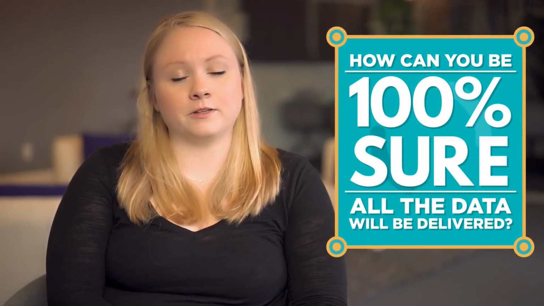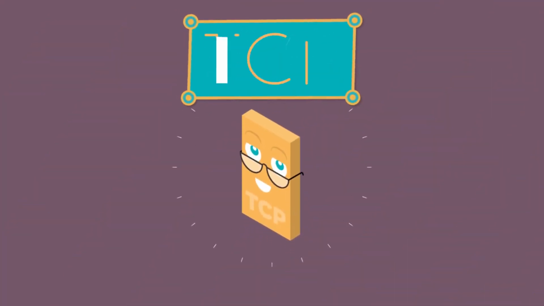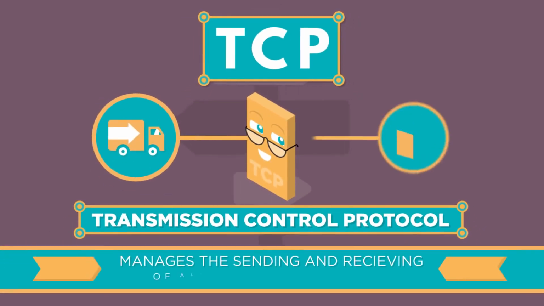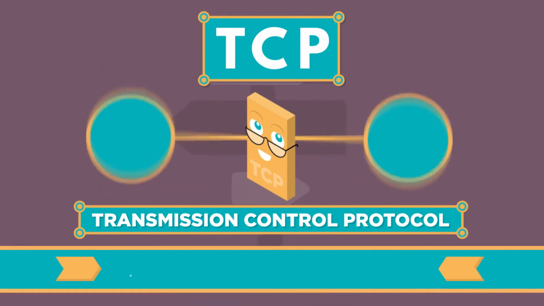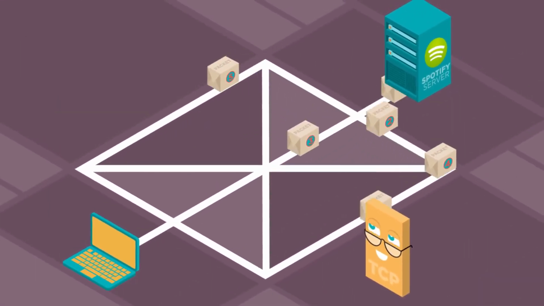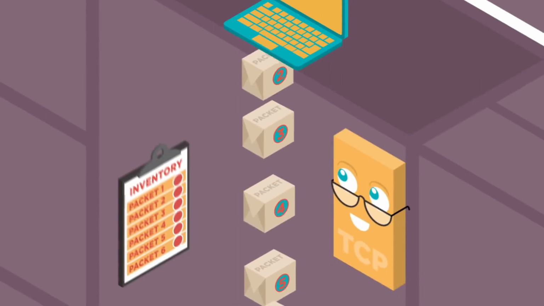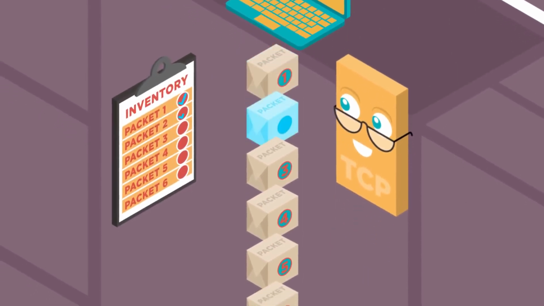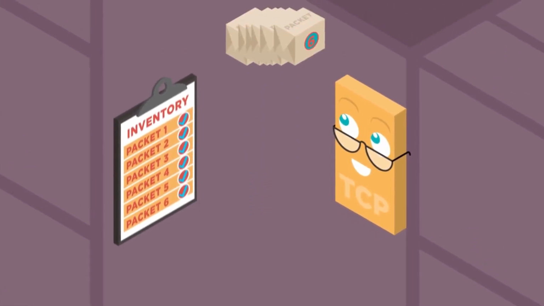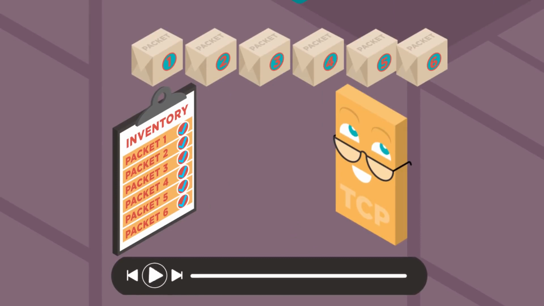Now, what if you want to request some data and not everything is delivered? Say you want to listen to a song. How can you be 100% sure all the data will be delivered so the song plays perfectly? Introducing your new best friend TCP, Transmission Control Protocol. TCP manages the sending and receiving of all your data as packets. Think of it like a guaranteed mail service. When you request a song on your device, Spotify sends a song broken up into many packets. When your packets arrive, TCP does a full inventory and sends back acknowledgments of each packet received. If all packets are there, TCP signs for your delivery and you're done.